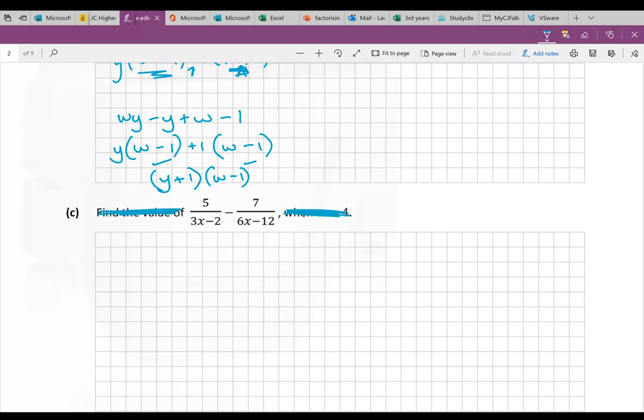This one I'm actually going to change, and we're going to say, let's just simplify, because we didn't have one of these in the worksheet, and I think this is important to see. So simplify 5 over 3x minus 2 minus 7 over 6x minus 12. So if I'm simplifying, first of all, there's no equal sign, so I'm not solving it. So I need a common denominator. Now anytime I want a common denominator, I can just multiply the bottom line.